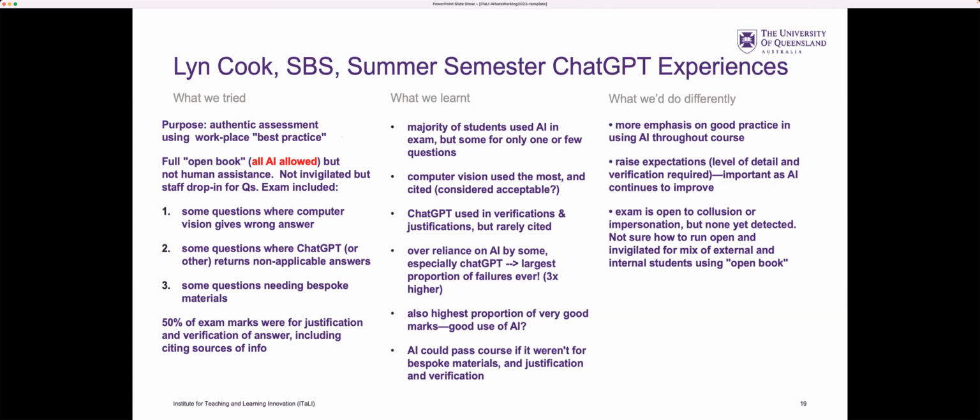One thing I do have concerns about is that the exam is open to collusion or impersonation because it's mixed online and in person. Can't invigilate either of those. I'm not sure how to run them, but I'm also not sure whether it's needed at this stage. I'd be happy taking suggestions on that too.